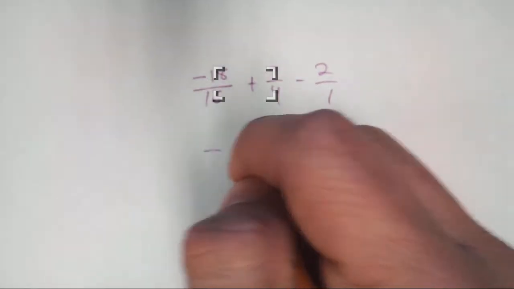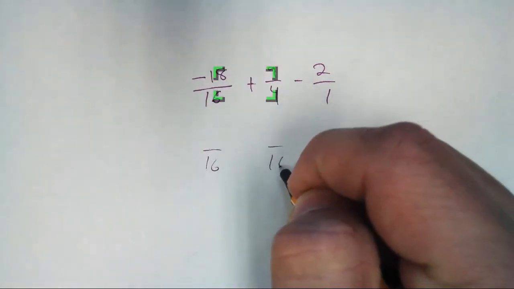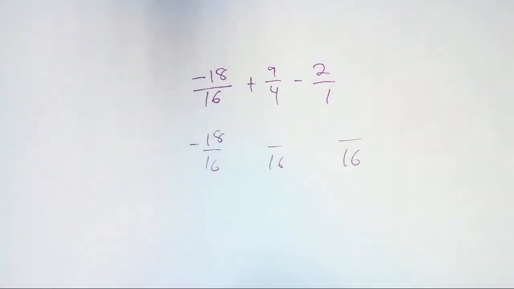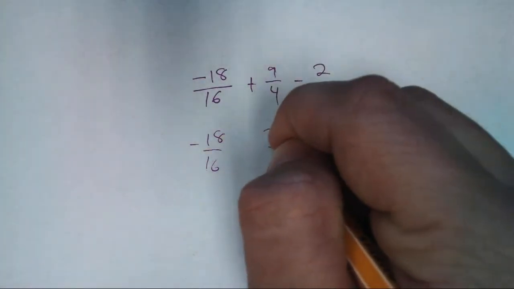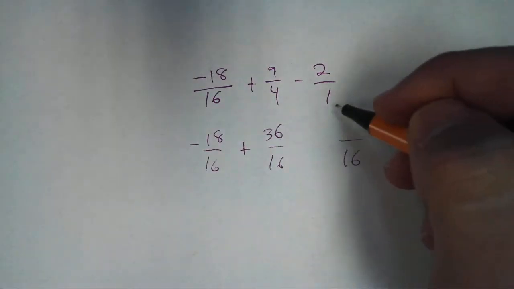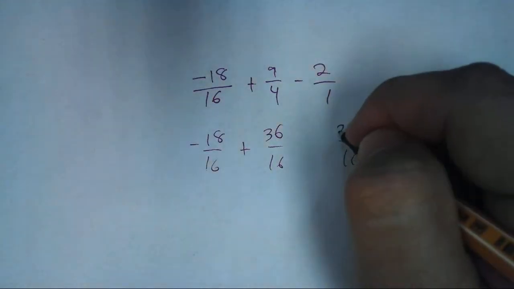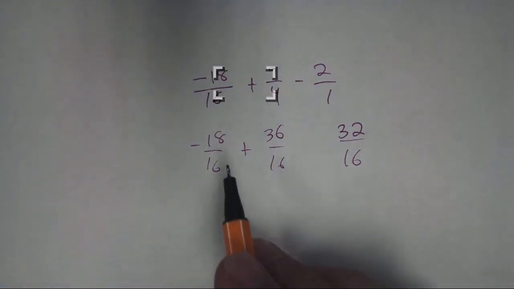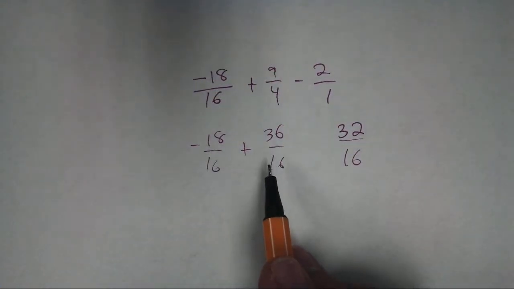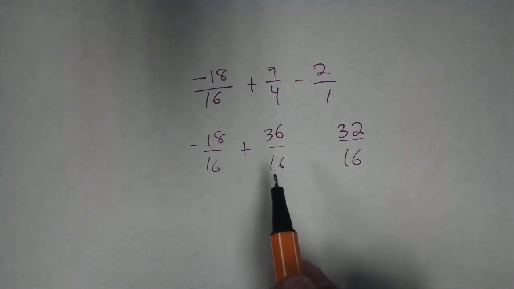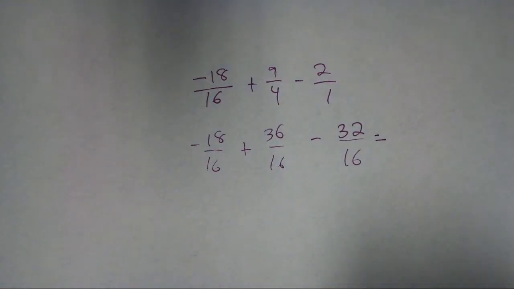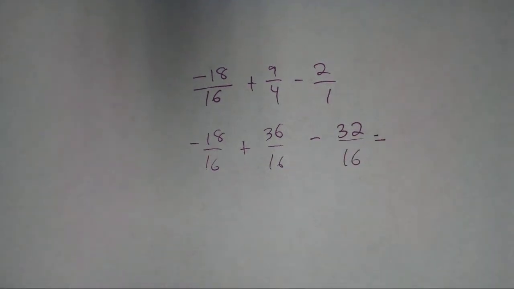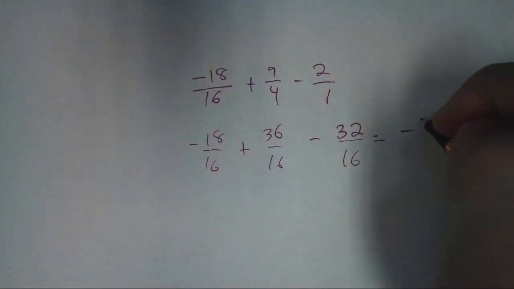So common denominators would be 16. So keep that a negative 18. To make a 4 into 16, you multiply by 4. So therefore we do 9 times 4, which gives us 36. To make 1 into 16, we multiply by 16, so 2 times 16 gives us 32. So we have negative 18 plus 36, which is 18. 18 minus 32, just to be sure, should give us negative 14.